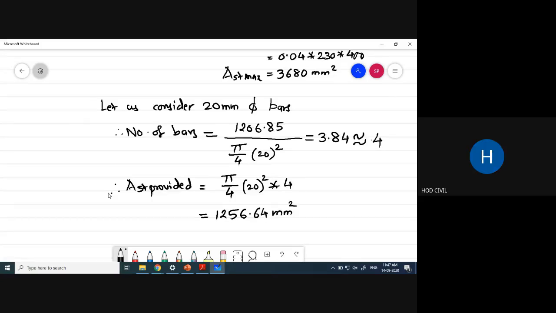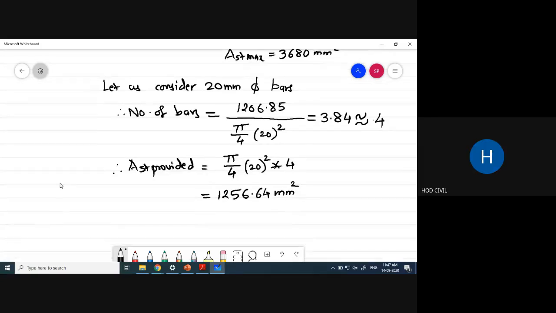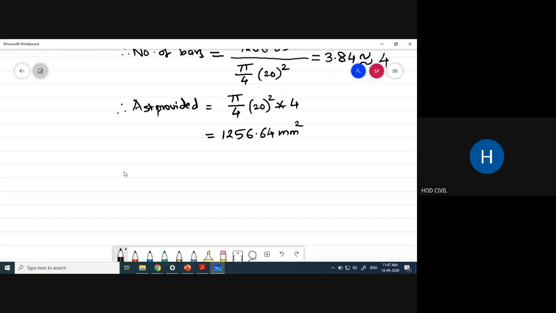Okay. So for this, just calculate the percentage of steel also, because that value we require further in the design of shear reinforcement. So let us calculate percentage steel as AST provided divided by B into D into 100. That is 1.56. 1.56% is the AST provided. All right, fine.